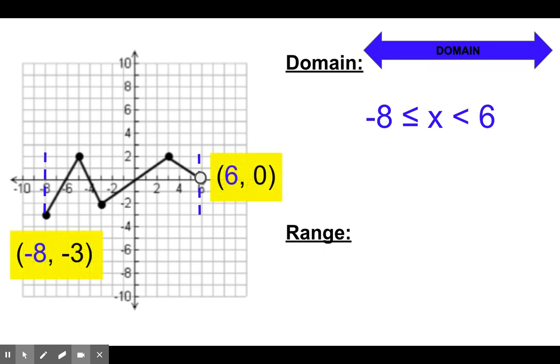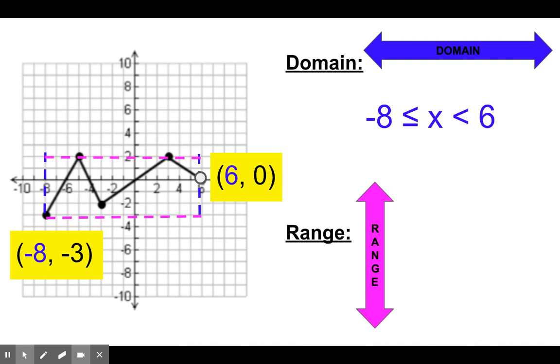Another way to look at it is the points are (-8, -3) farthest left, and farthest right is (6, 0). Notice I made the -8 and 6, the x values only, blue. Those are the ones that we use for our domain. Looking at the y values or the range, they're up and down. So the lowest this graph goes is -3, and the highest it goes is 2.